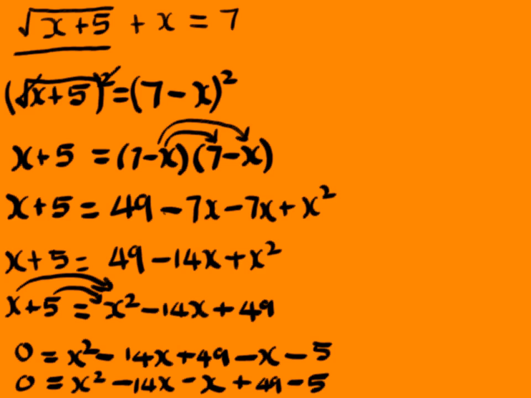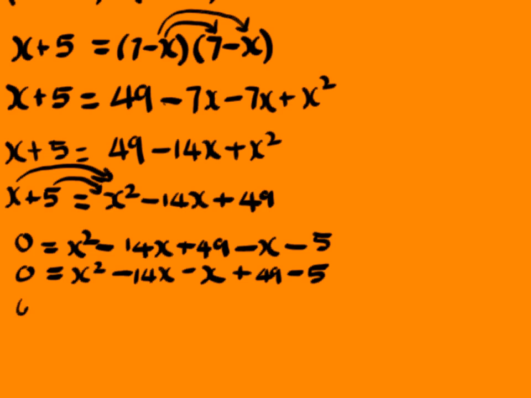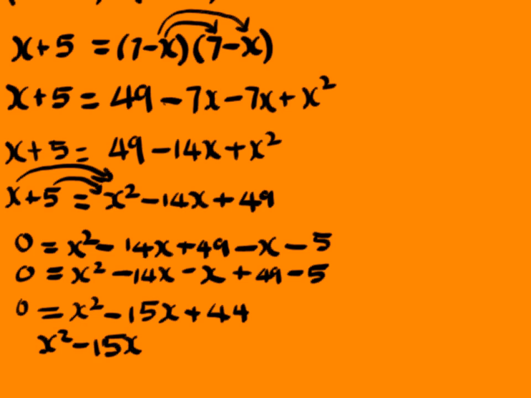Moving the page, we have 0 equal to x squared, minus 14x minus x gives us minus 15x. 49 minus 5 gives us plus 44. Now what we are left with is a quadratic equation, so we can choose to factorize it. Notice that we can rewrite this equation as x squared minus 15x plus 44 equal to 0, which is the same thing.